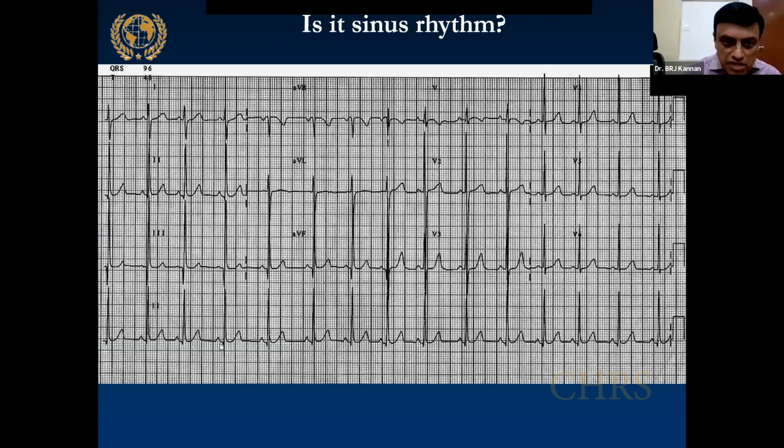Now, there is a P here prior to each QRS. How do you know that this P is coming from the sinus node? That means the P axis has to be normal. As we discussed in the previous slide, how to calculate the QRS axis, now let us see the P axis. What is the P here? P is positive here in aVF. What's the P here in lead 1? It's also positive. That means the P axis is normal.